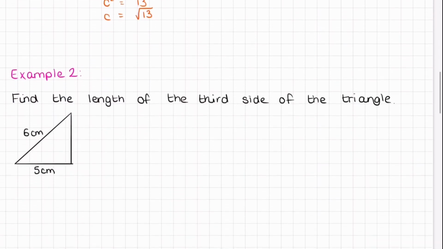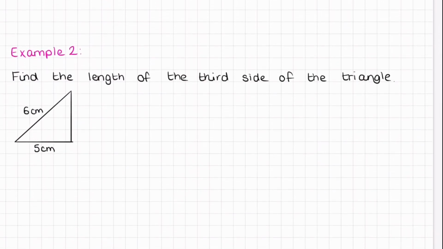One more question. Find the length of the third side of the triangle. Now if we look at this triangle here, you can see our right angle is there, and we'll have A, B and C. If we label it, remember the hypotenuse, the longest side, is always C, which means the 6 centimeters will be C. And from here we can use Pythagoras to find the length of side A. We're just going to have some rearranging to do here.